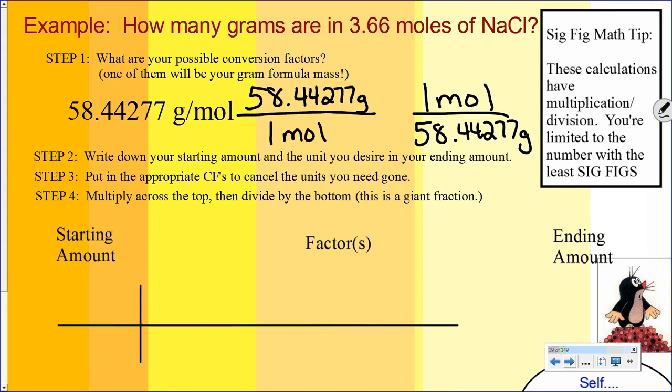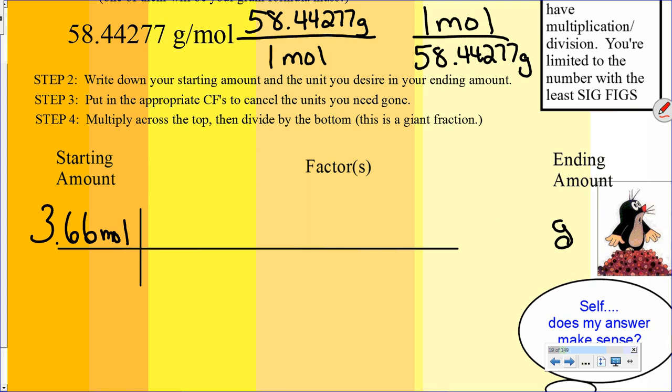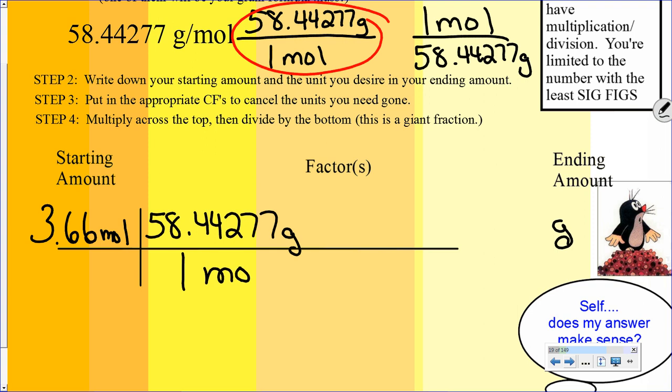Now our starting amount that they're giving us is 3.66 moles. And we need to have our answer come out in grams. So we need to cancel out moles and turn it into grams. So as I'm looking at my two conversion factors, I'm going to want to have moles on the bottom. So I'm going to choose this guy. So I'm going to write 58.44277 grams is equal to 1 mole. And I'm just keeping all the digits there, even though they're not truly all sig figs, and then I'll round at the end. So I can go ahead, my moles will cancel out.